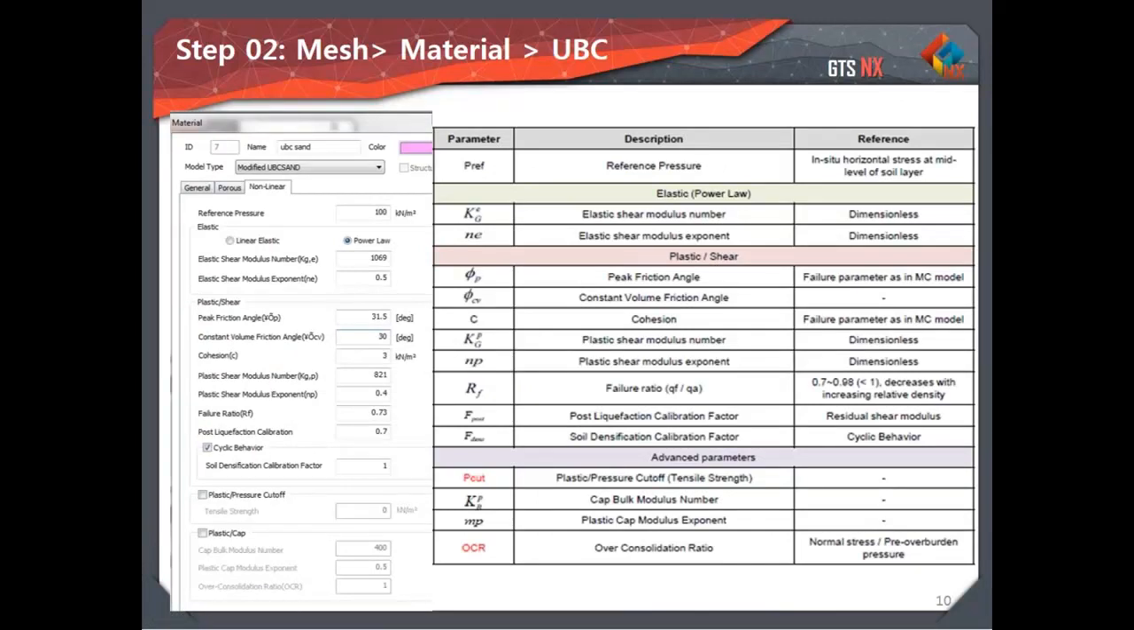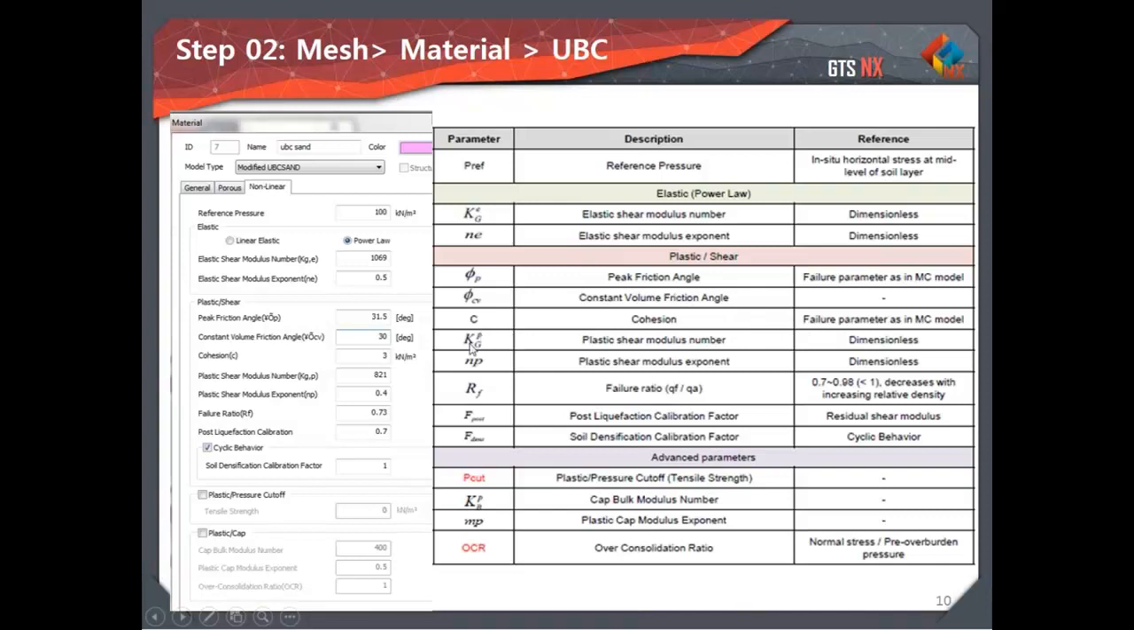And then the same material, but under the nonlinear tab. This is what the table would look like when you are defining the material, and these are what the parameters are. The most important ones being, as we had seen, the elastic shear modulus number and its exponent. As we had seen, this is what's going to capture the elastic behavior. And then the shear behavior: the friction angle would be the same as in the Mohr-Coulomb, and the cohesion value the same as in the Mohr-Coulomb.